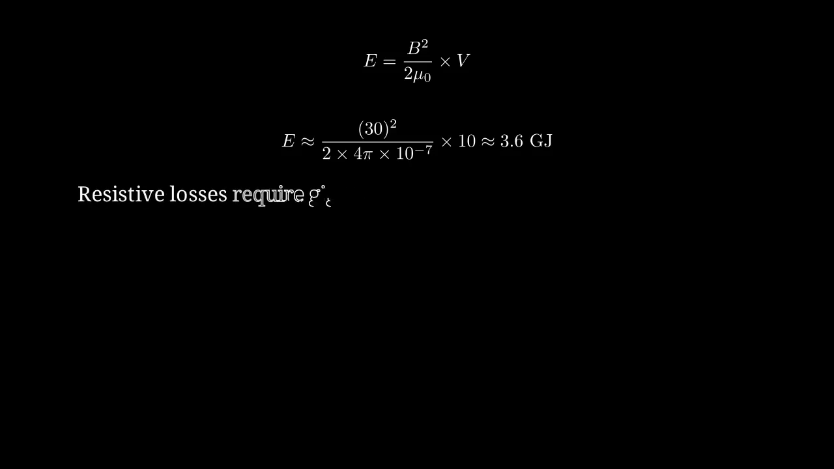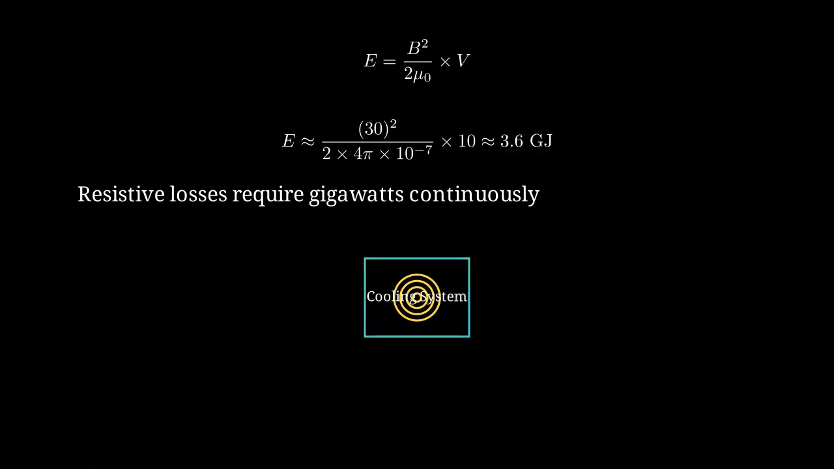Even with superconductors, resistive losses in the power supply and refrigeration require gigawatts of continuous power. Massive cryogenic cooling systems would be needed to maintain superconducting temperatures at liquid helium levels.